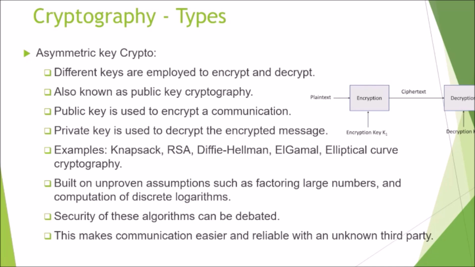Asymmetric crypto algorithms are built on unproven assumptions such as factoring large numbers and computation of discrete logarithms. These are very similar to P versus NP complexity problems in classical computer science. Hence, the security of asymmetric key crypto algorithms can be debated. There are merits and demerits to each type of crypto system. That is, symmetric encryption is much faster when compared to asymmetric encryption. However, an asymmetric crypto system makes communication easier and reliable with an unknown third party.